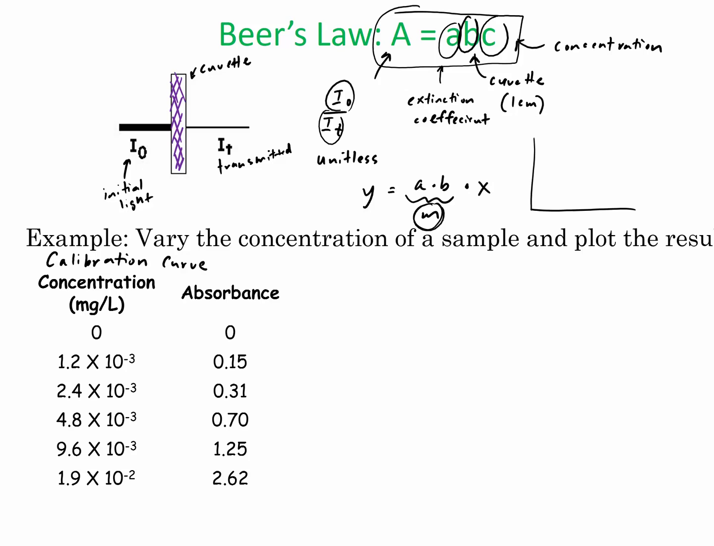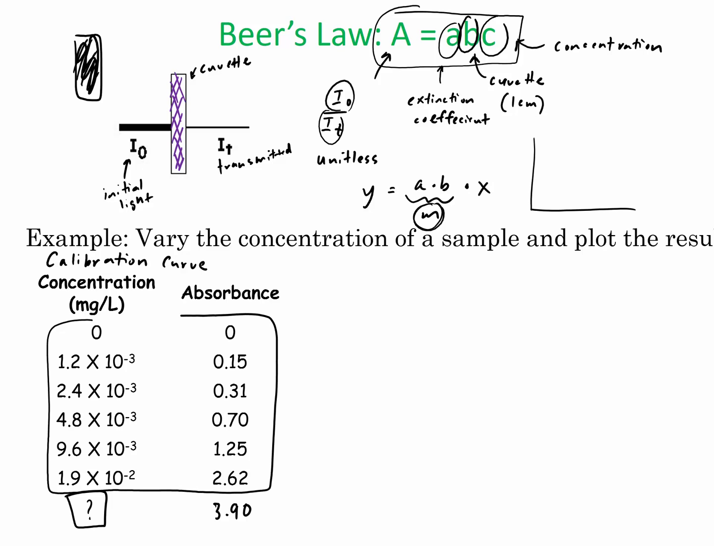So what if I put an unknown sample in and it's super concentrated, it's really dark, and the absorbance reads like 3.90. What would this be? If we come up with a relationship and we get the slope of this line, then we could figure out what that point would be.